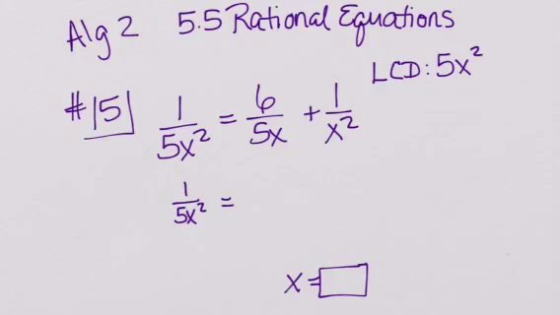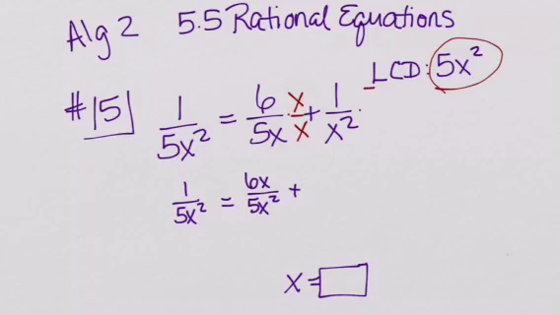And we set it equal to, and it looks like I need to give this one an x in the top and the bottom in order to make it have our LCD. So it becomes 6x over 5x squared. Plus, and this last fraction needs a 5 in the top and bottom in order to have the LCD. So it becomes 5 over 5x squared.